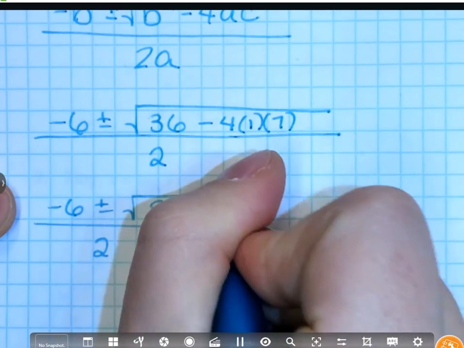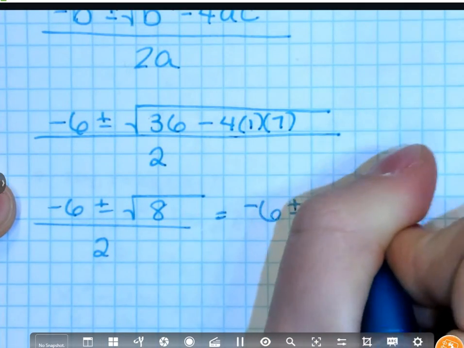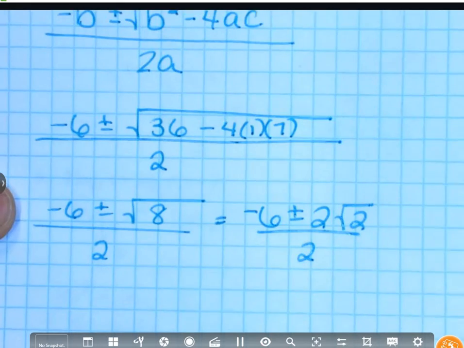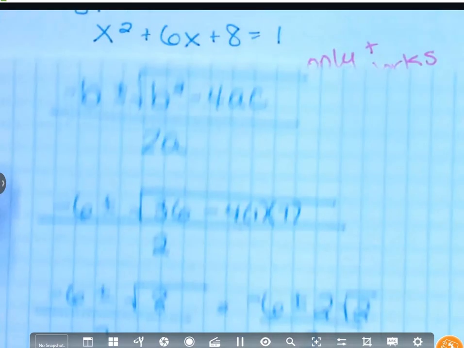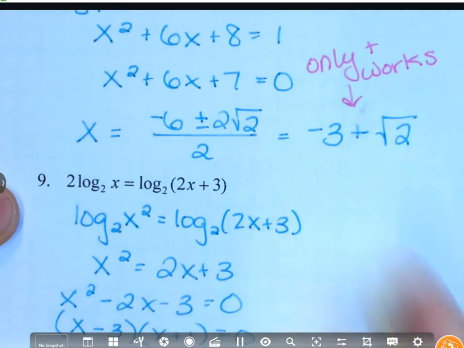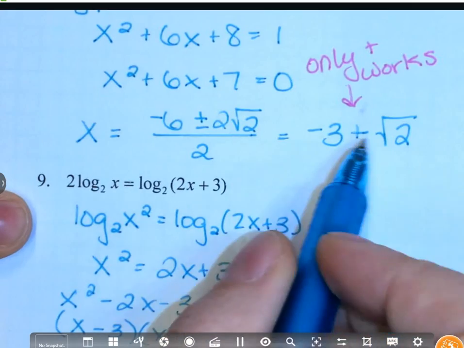How can I simplify the square root of 8? 2 on the outside and a 2 on the inside. And then we simplify by saying -6 divided by 2, which is -3, and 2 root 2 divided by 2, which is just root 2.